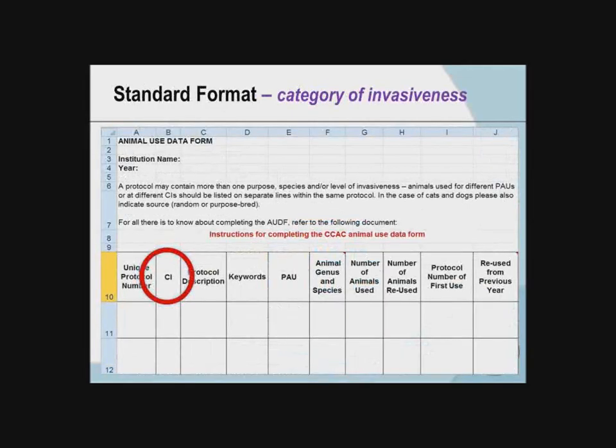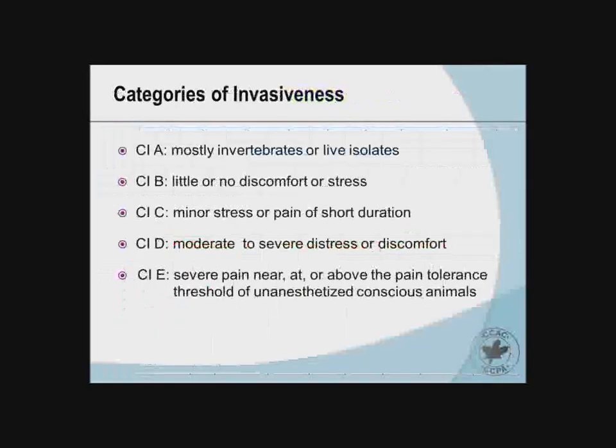Sounds obvious, doesn't it? But I can tell you that sometimes we receive data without protocol numbers, and having a unique number is particularly useful when we're verifying the information, but it's also useful at the time of assessment visits so that panels can ask questions of particular protocols. So back to the form. And the next required element is the category of invasiveness.